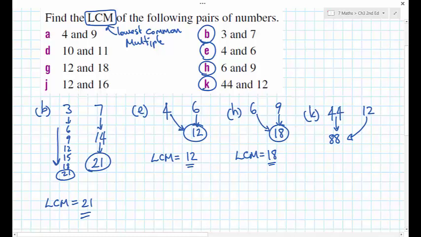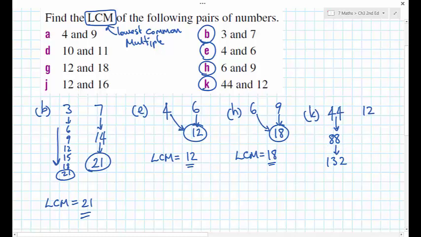So thinking about it, 12 does not go into that. So we haven't found a lowest common multiple yet. Let's add another 44 onto this. 44 onto that will give me 92, plus another 40 will give me 132.